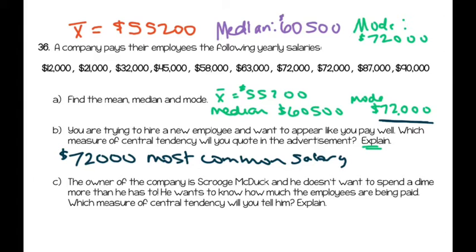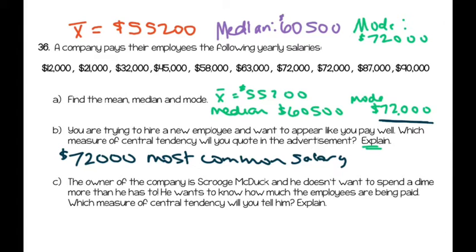Okay, now right after you get this employee to come and work for you, thinking that they're going to get $72,000 because you quoted the mode to them, the owner of the company, so your boss, comes in and he's mad because like, why are we paying people this much money? And how come $72,000? And you're like, oh, calm down, because he does not want to pay any more money than he has to. So you now need to switch gears, and now you need to convince your boss that he doesn't need to worry because we're not paying people that much.